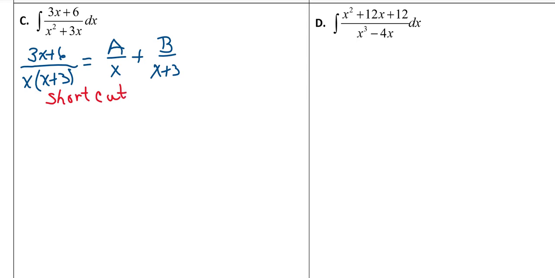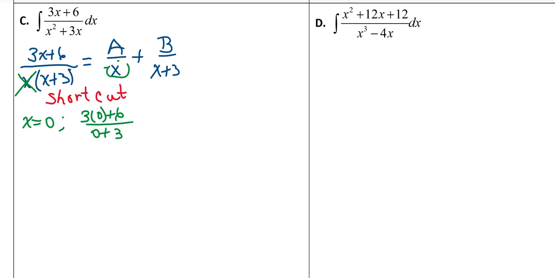So as we can see here, A is sitting above an x by itself. So how would I make that x go away? And I know it's in the denominator, but just suspend the idea that it is undefined. So the idea is if I let x equal 0 in the original function, what I get is 3 times 0 plus 6 over 0 plus 3.